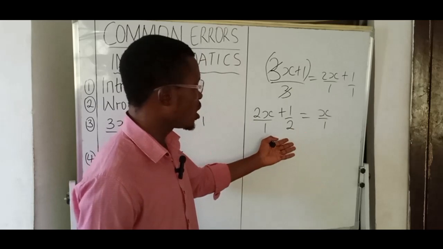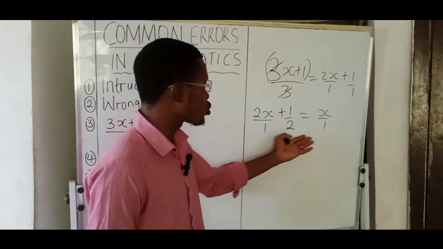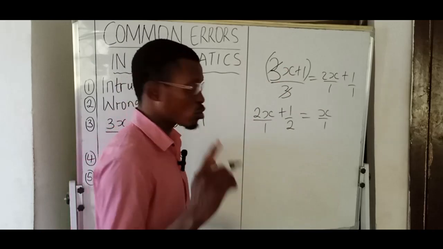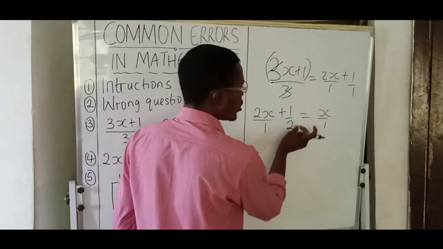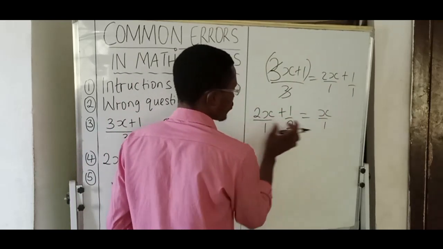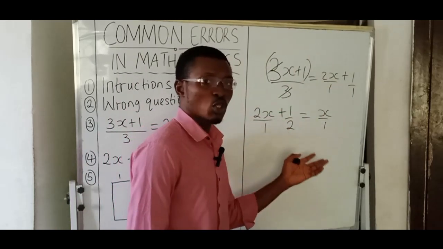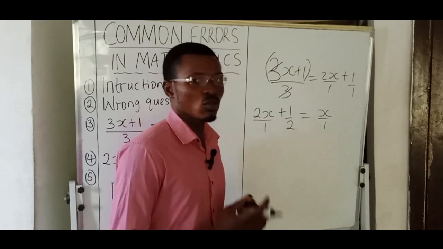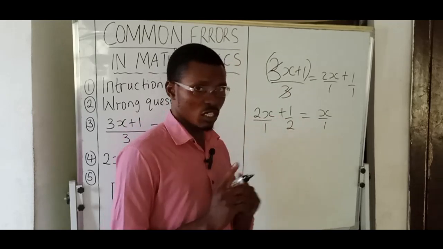So what do we do here? The LCM of the denominators is what? 2. So multiply each fraction by 2. If you must cross multiply, then make sure you have an equality sign in between just 2 fractions. But in this case, you have 3 fractions. You cannot cross multiply. So whenever you have an equality sign between 2 fractions, it is safe to cross multiply. But in this case, it is not safe.